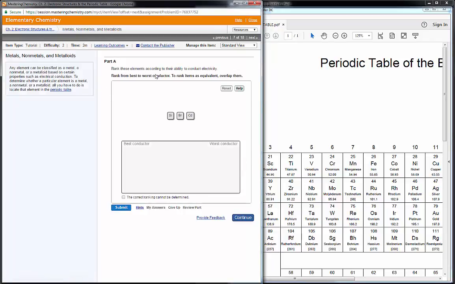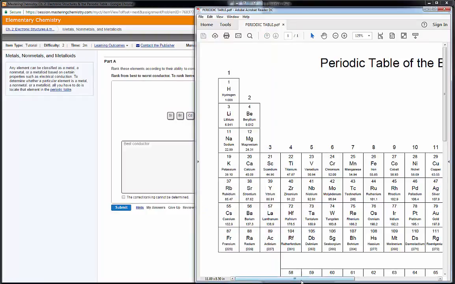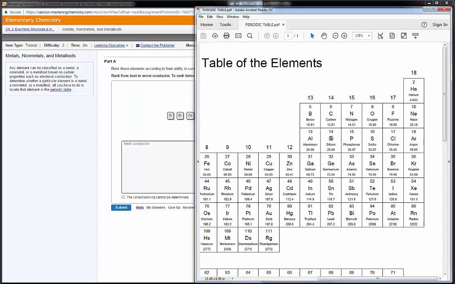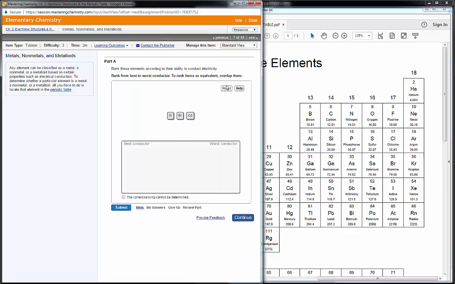Next, rank them by their ability to conduct electricity. And what we have here, silicon, bromine, and cadmium. So here's silicon, it is a metalloid. Here's bromine, it is a nonmetal. And here's cadmium, which is a metal. And being able to conduct electricity is a property of metals. So cadmium is going to be the best conductor because it's a metal. And bromine is going to be the worst conductor because it is a nonmetal. And silicon is going to be in the middle because it's a metalloid.